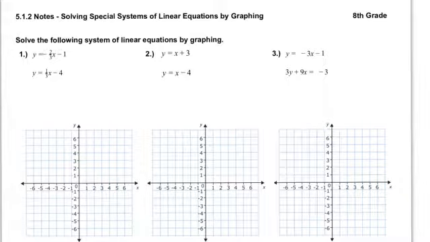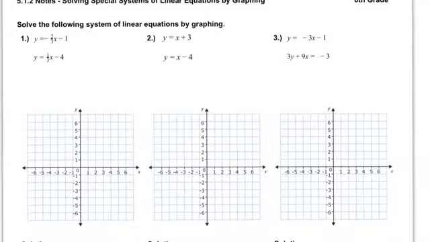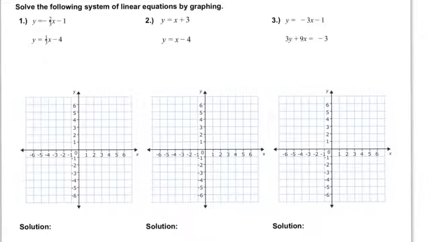When we are solving these, we want to pay close attention to the slope and the intercept of these equations, as that's going to help us figure out a pattern for when these special occasions are going to occur. So in number one, we have the linear equations y equals negative 2/3 x minus 1 and y equals 1/3 x minus 4.